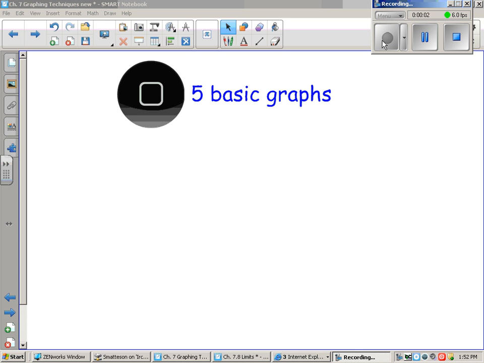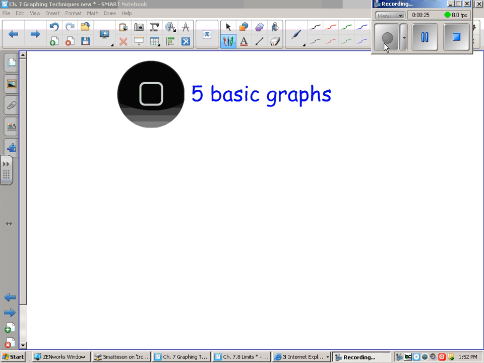So the 5 basic graphs we need to make sure that we know in order to get this whole thing rolling, right? 5 basic graphs. And if you'll notice my cute little icon here, I kind of see this like the home device on your iPhone, iPad, little Nook, Kindle, whatever. When you push that button and it brings you right back to the home screen, this is what I'm talking about. 5 basic graphs.